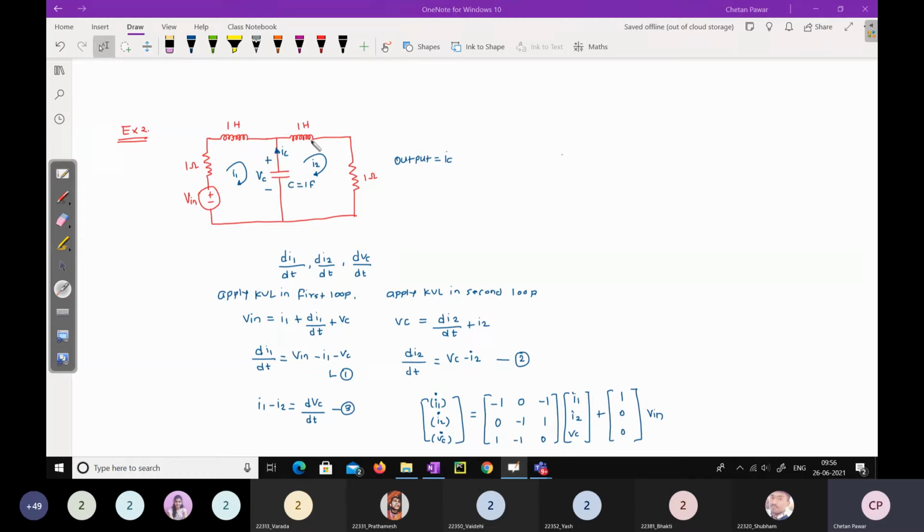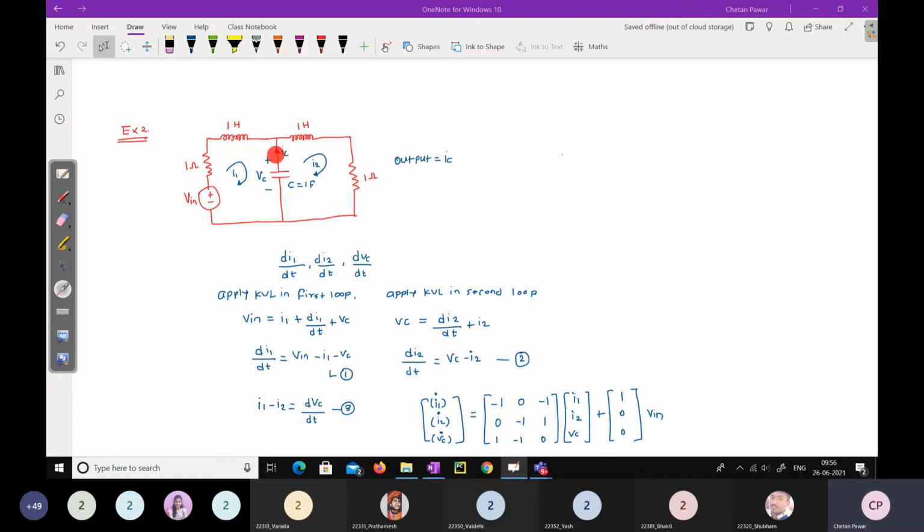There are 3 energy storing elements, so there will be 3 state variables. The first one will be the current flowing through the inductor, that is I1. The second one will be the current flowing through this inductor, that will be I2, and the voltage across this capacitor will be Vc. The derivatives of them will be di1 by dt, di2 by dt, and dvc by dt. Here the input is voltage, but the output is current.